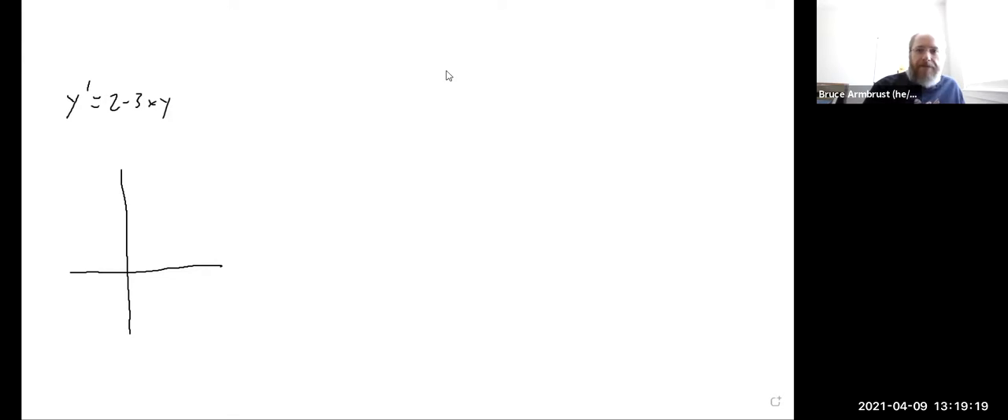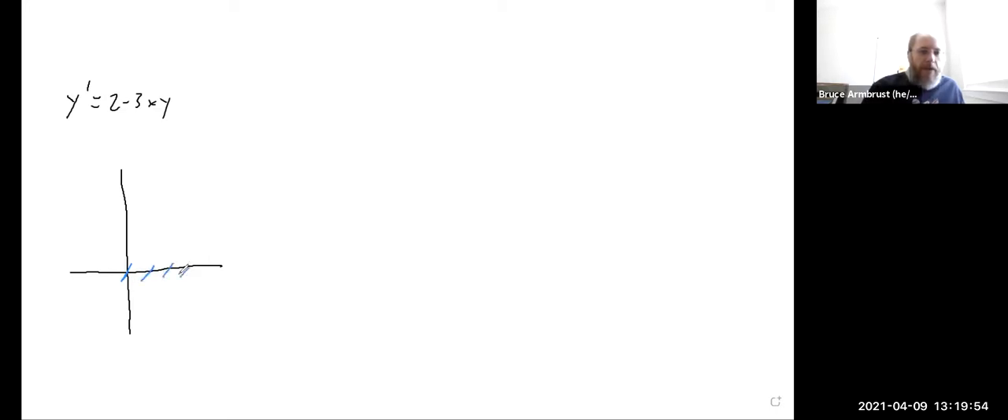All right, so how about we go with 0, 0. At 0, 0, if I plug those in for x and y, I get y prime equals 2. So at 0, I need a line segment that has a slope of 2. Let's say that that's 2. All right, so let's move over here, let's say to 1, 0. At 1, 0, that's going to equal 0. So I still get a slope of 2.